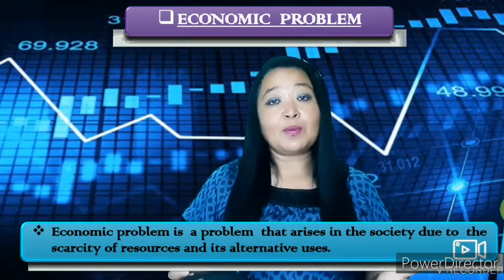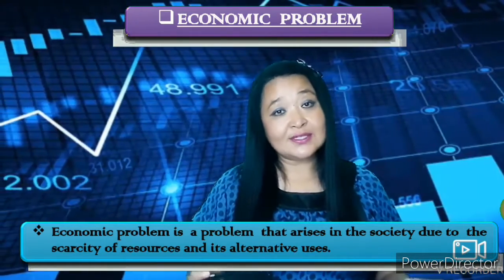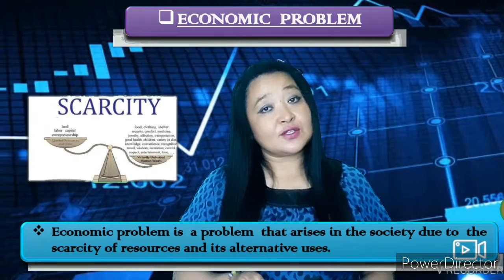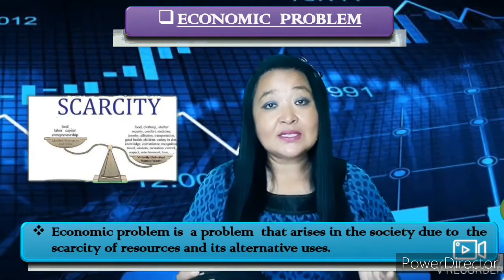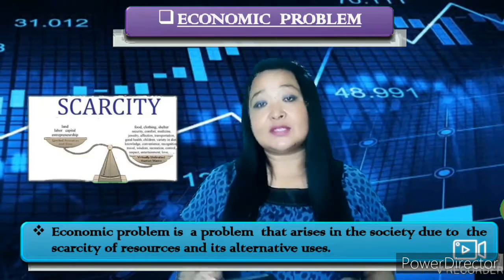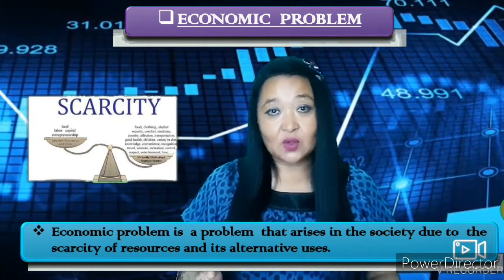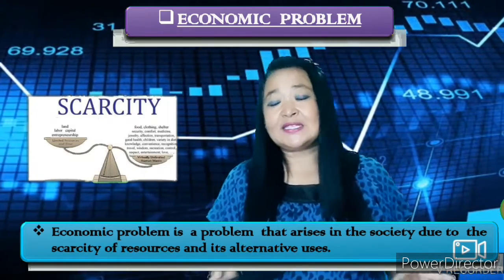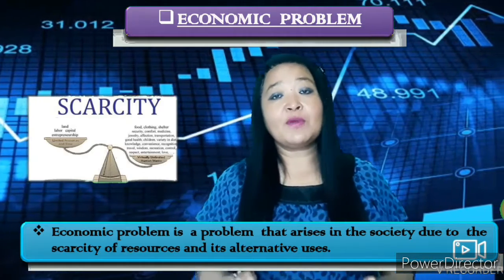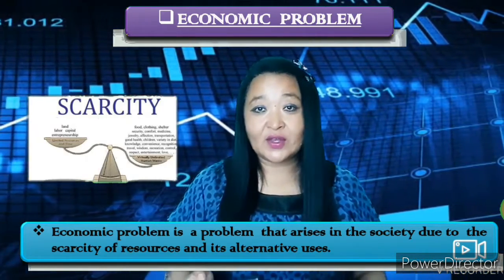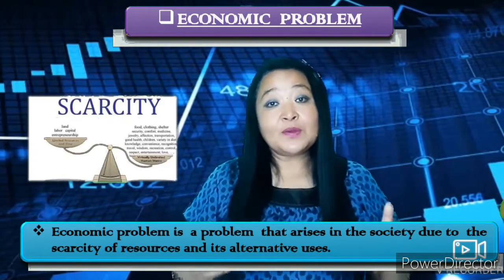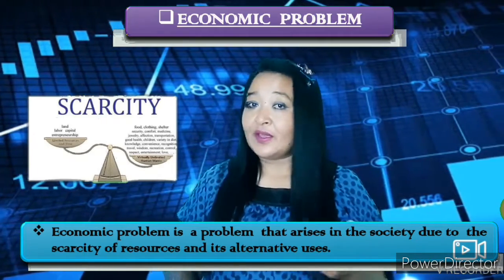So, what is an economic problem? Well, an economic problem is a problem that arises due to scarcity of resources and its alternative uses. Okay, so what does scarcity of resources mean? Well, it refers to the situation where the resources are limited and due to which you cannot produce all the goods and services to satisfy your wants. Alternative uses means the resources have many uses. So basically, an economic problem is a problem of choice, that is, what to or how to allocate the available resources effectively and efficiently.